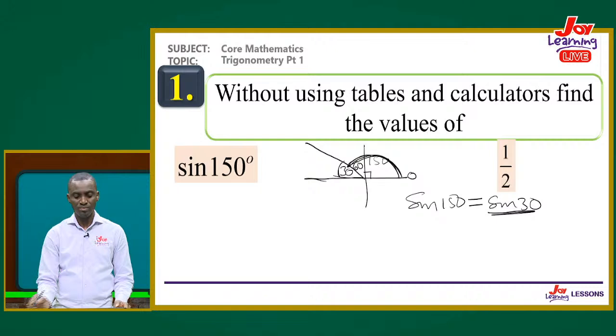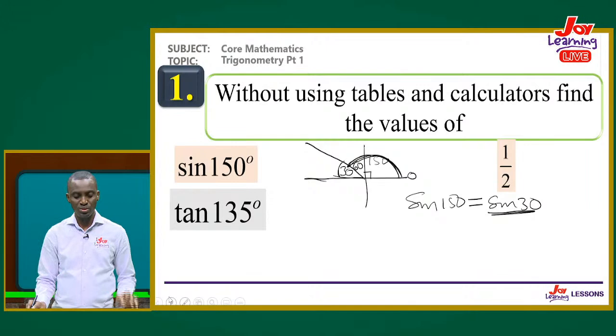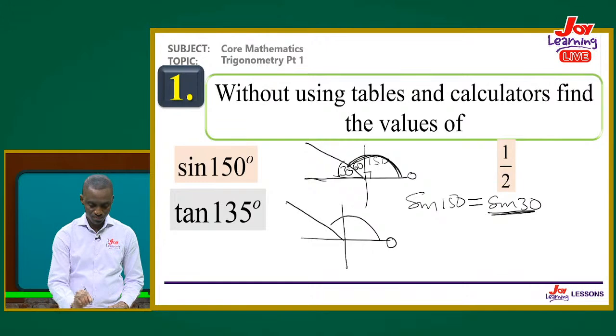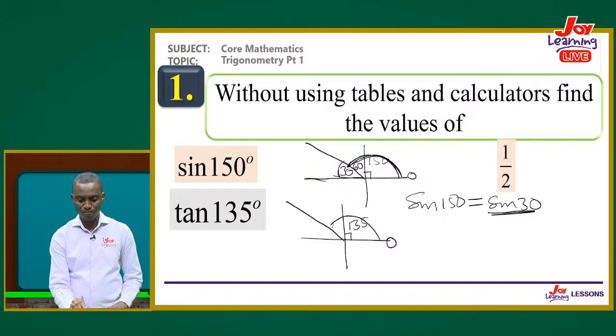Let's try another one. Let's say I want to do tan 135. On a calculator, I know the answer, I can get it. How will I do this without using a calculator? Let's see. Once again, I'll draw the Cartesian plane and read 135. It will start from the origin here. It will fall into the second quadrant. Again, for 135, I need 90 plus 45 here to give me 135. The remaining acute angle that makes with the x-axis will also be 45.